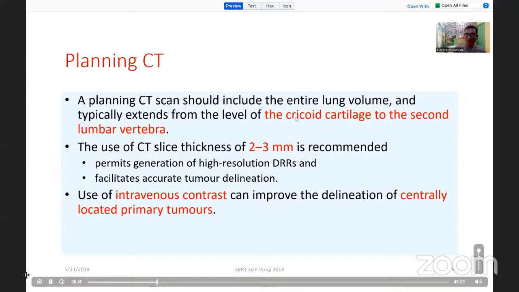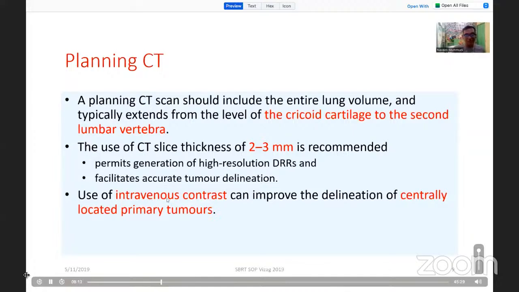So what we typically do is we start from the cricoid cartilage till the second lumbar vertebra. So this is a standard field of view that we image in our planning CT scan. But you need not limit yourself to this. If you have a patient who requires the supraclavicular node to be treated, then you might go further up. Or if you have a lower lobe tumor, you might even go further below this second lumbar vertebra, because you will want to cover the liver and possibly the spleen also.